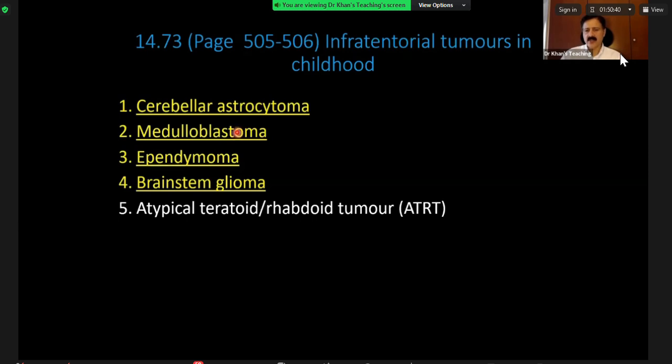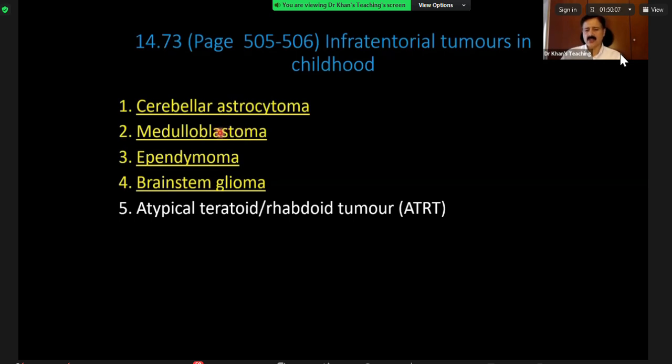And the concept of CSF drop metastasis is very important for you to remember. Drop metastases are tumors which metastasize through the CSF. And there is a concept of drop up and drop down. So the lesion might go from the brain into the spine. And the viva scenario is that you will ask the examiner that I want to see the spine, the whole of the neural axis.